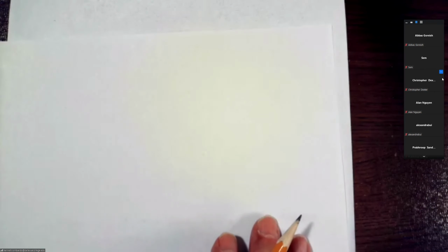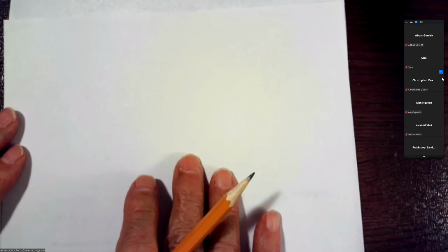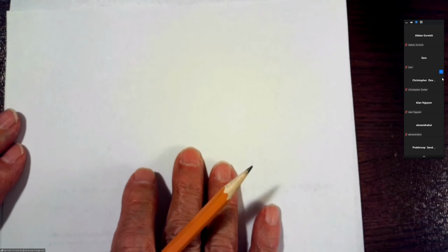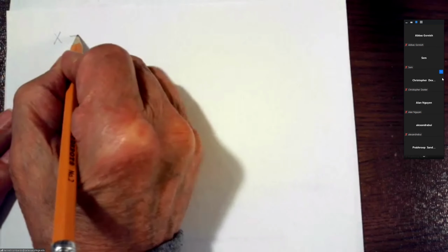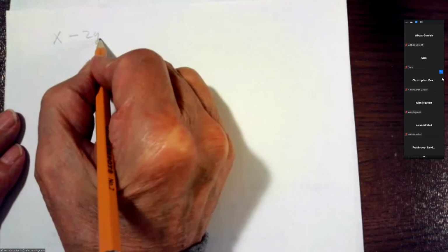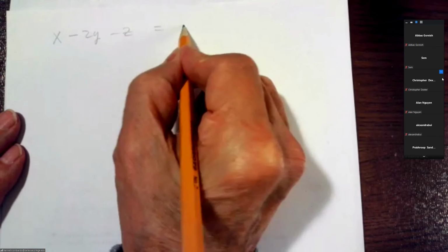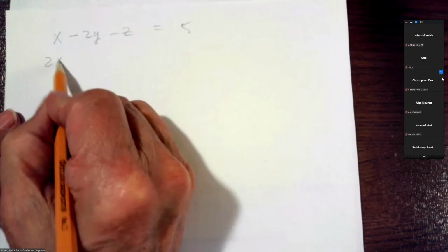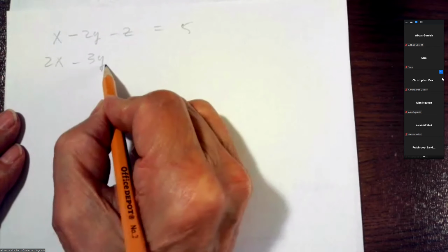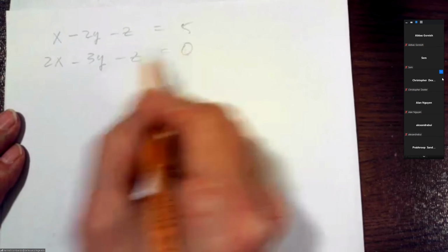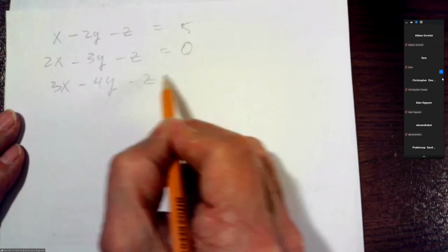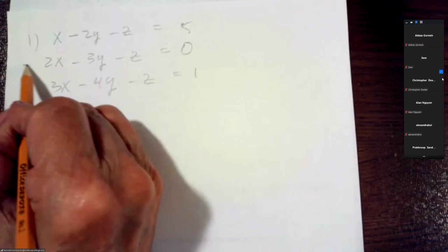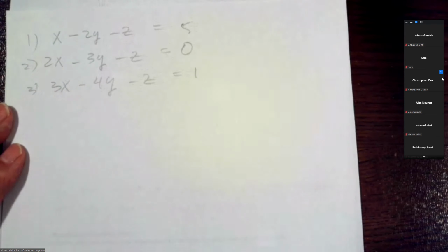So if I have a set of equations that looks like the following. Now let's say x minus 2y minus z equals 5, and 2x minus 3y minus z equals 0, and 3x minus 4y minus z equals 1. So those are my three equations.